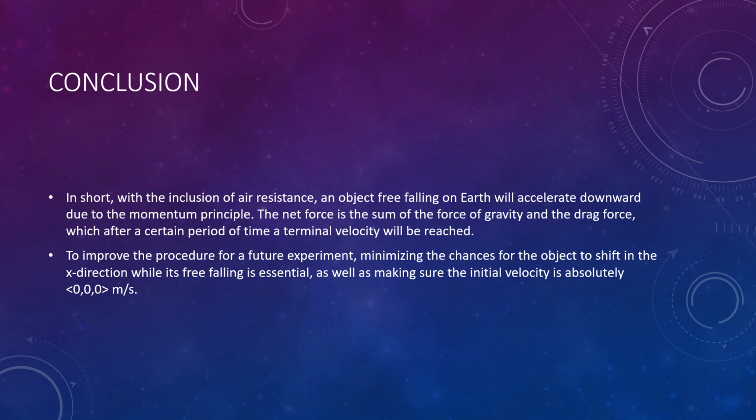To improve the procedure for a future experiment, minimizing the chances for the object to shift in the x direction while it's free falling is essential. Additionally, making sure the initial velocity is absolutely 0 meters per second, in case of hand movement at all at the beginning, or it starts at a velocity that should not be 0.